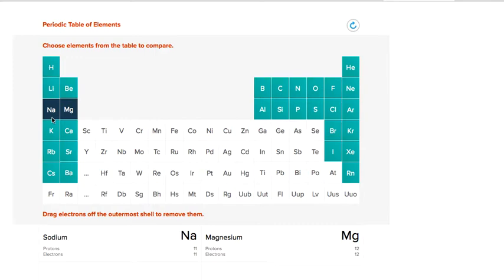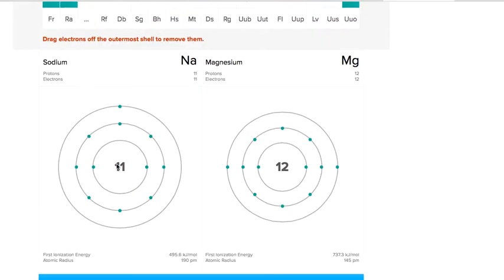Family 1 has a positive 1 effective nuclear charge. Family 2 is positive 2. So as we come back to the left, there's a lower effective nuclear charge, meaning the nucleus doesn't have as much of an effect on that valence electron, so it's not going to pull it in as much.